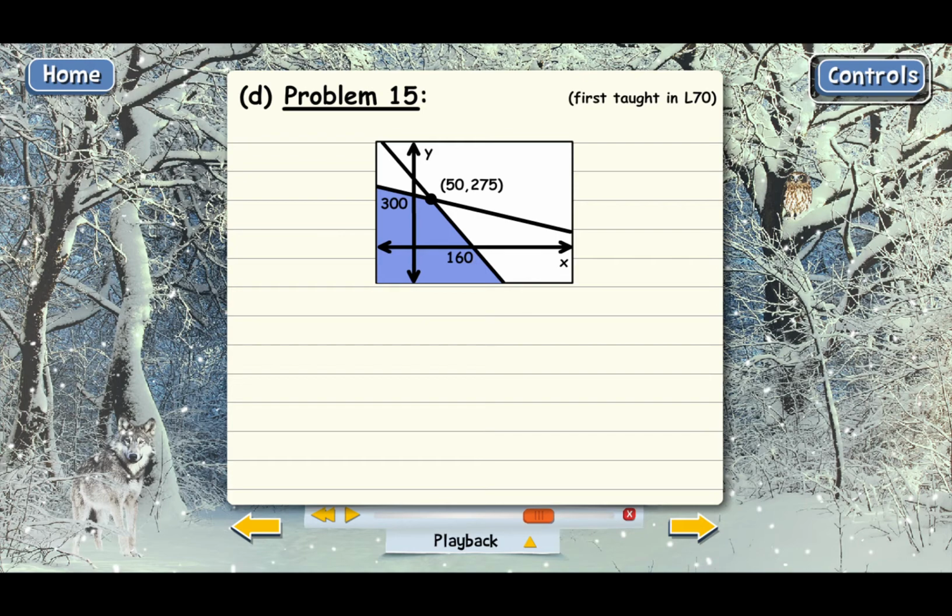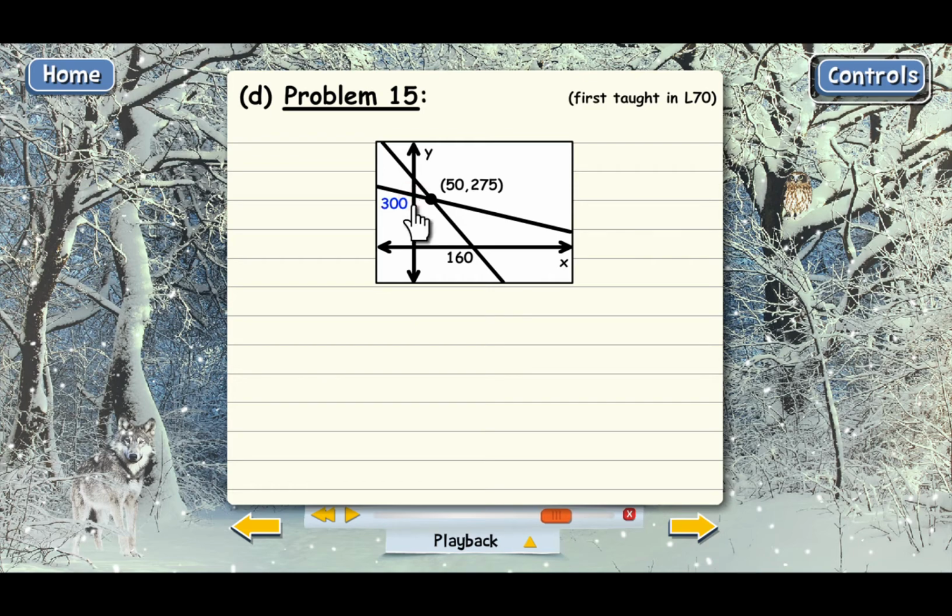But remember, there were 2 more inequalities. x is greater than or equal to 0, and y is greater than or equal to 0. So that limits the area of shading to this area here. And now what we're going to do is find 3 points, this point, and this point, and this point, and we're going to use all 3 of those points in the profit equation and find out which one brings in the biggest profit.